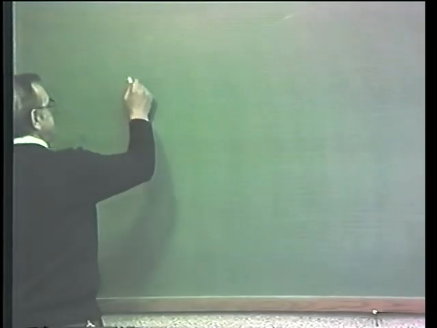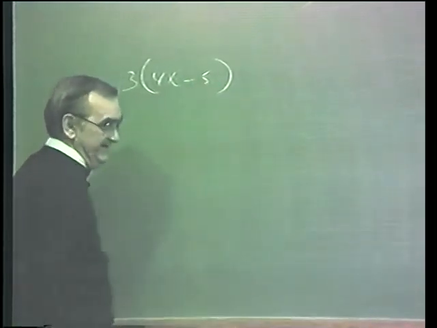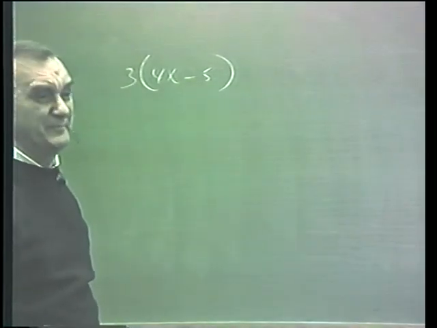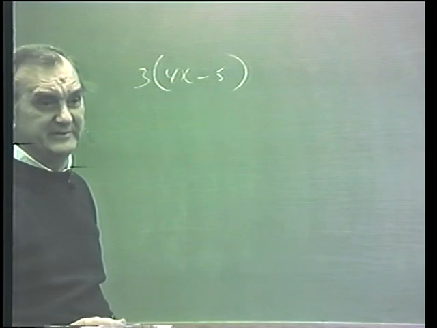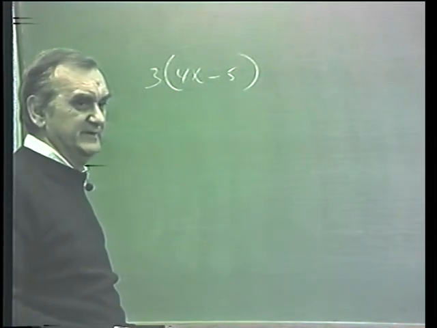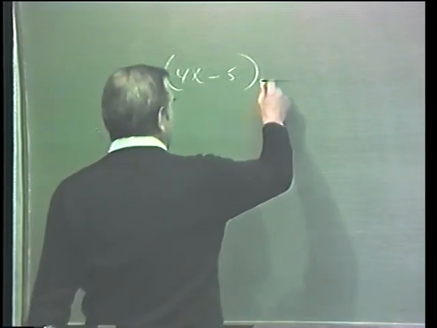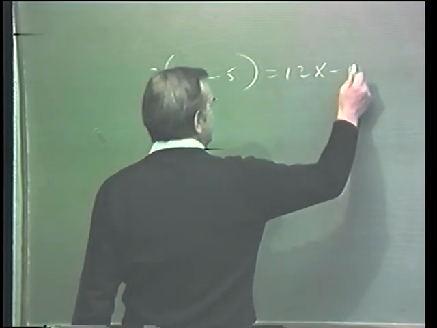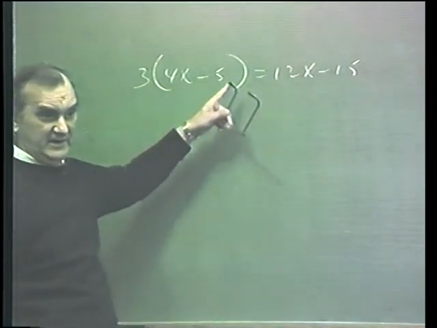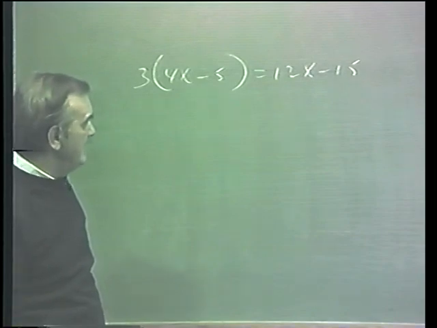Now, if we had the problem 3 times 4x minus 5, and I asked you to multiply this, remove the parentheses, distribute, they all mean the same, what would you get for an answer? Michael? 12x minus 15. This represents the product of these numbers right there. The product means we multiply.